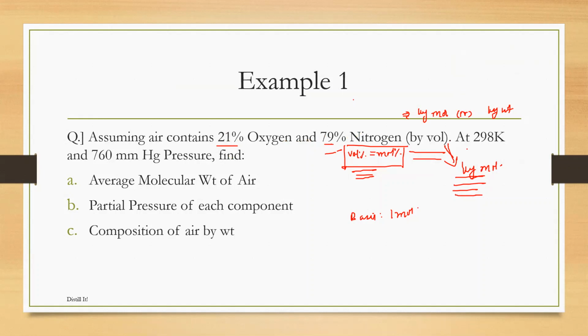Temperature is given to be 298 Kelvin. Pressure is given to be 760 millimeters of mercury. We discussed the pressure conversion: if we have anything in millimeters of mercury, then to convert to atm, we simply divide by 760. So we get 1 atm. This is the total pressure. Now you have to calculate the average molecular weight of air, the partial pressure of each component, and the composition of air by weight.